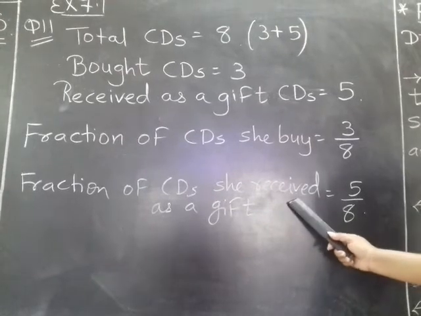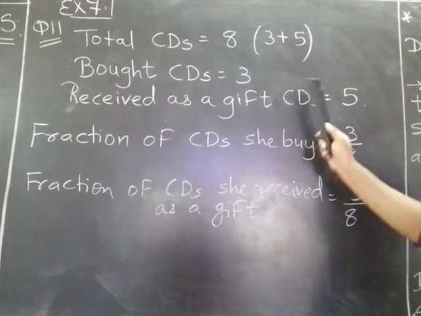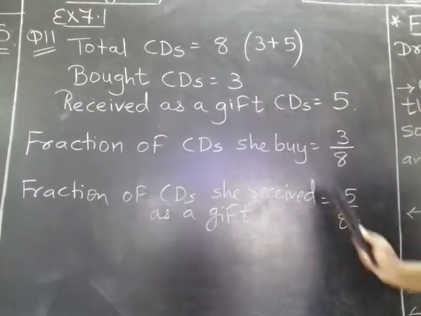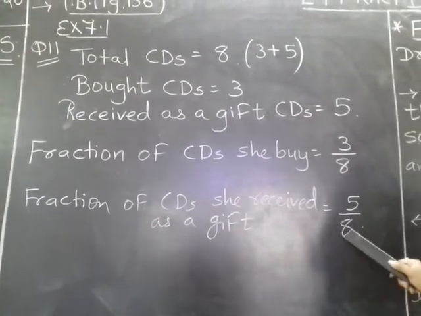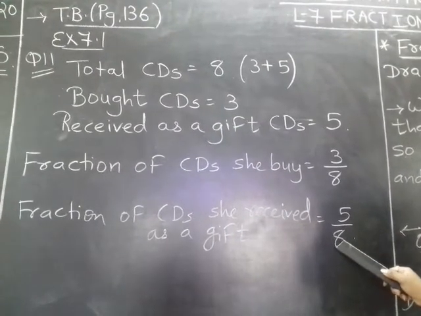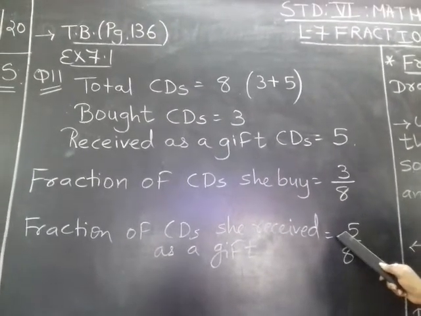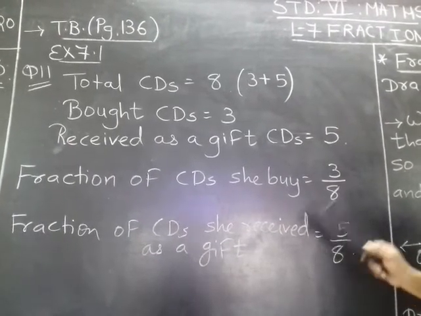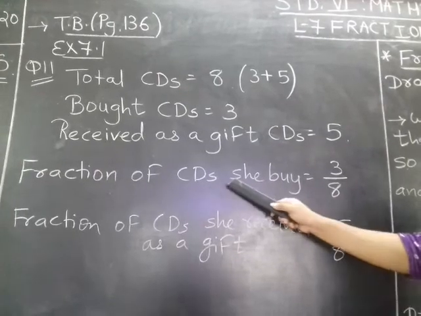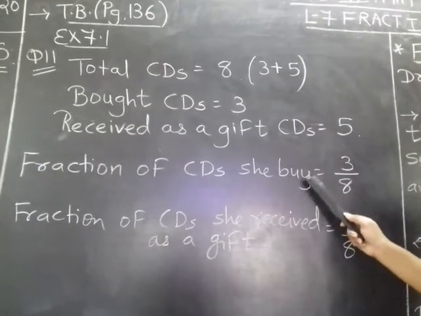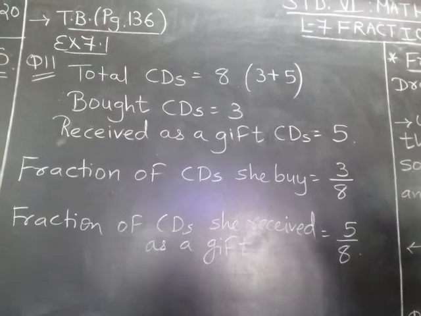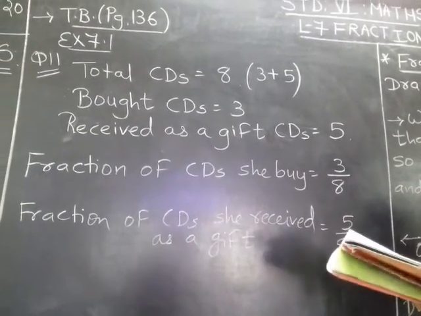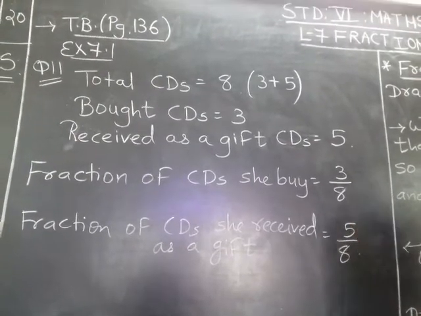And how many did she receive as a gift? She received 5 as a gift, and the total CDs are 3 plus 5, which is 8. So 8 will be the denominator. Out of the total 8 CDs she has, she received 5 as a gift. So the fraction of CDs she received as a gift is 5 upon 8, and the fraction of CDs she bought is 3 upon 8. I hope this is clear. So you have to complete your exercise 7.1 till question 11. You have to copy this question 11.